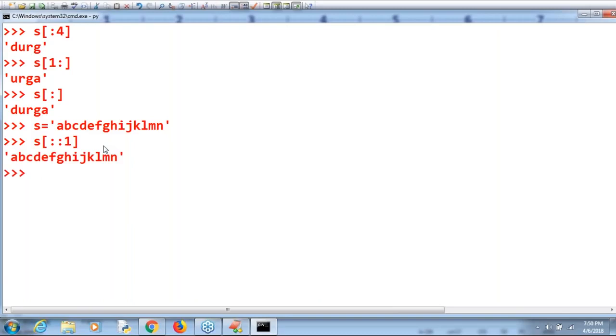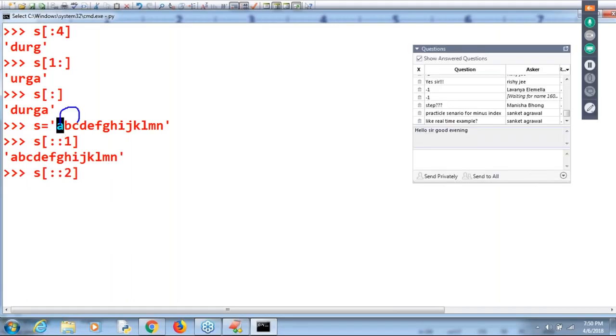Suppose I'm taking S of colon 2. Every time, can you please increment by 2? First A, and then jump 2 locations. Sir, after A, C is going to come. Next, jump step 2 means G.